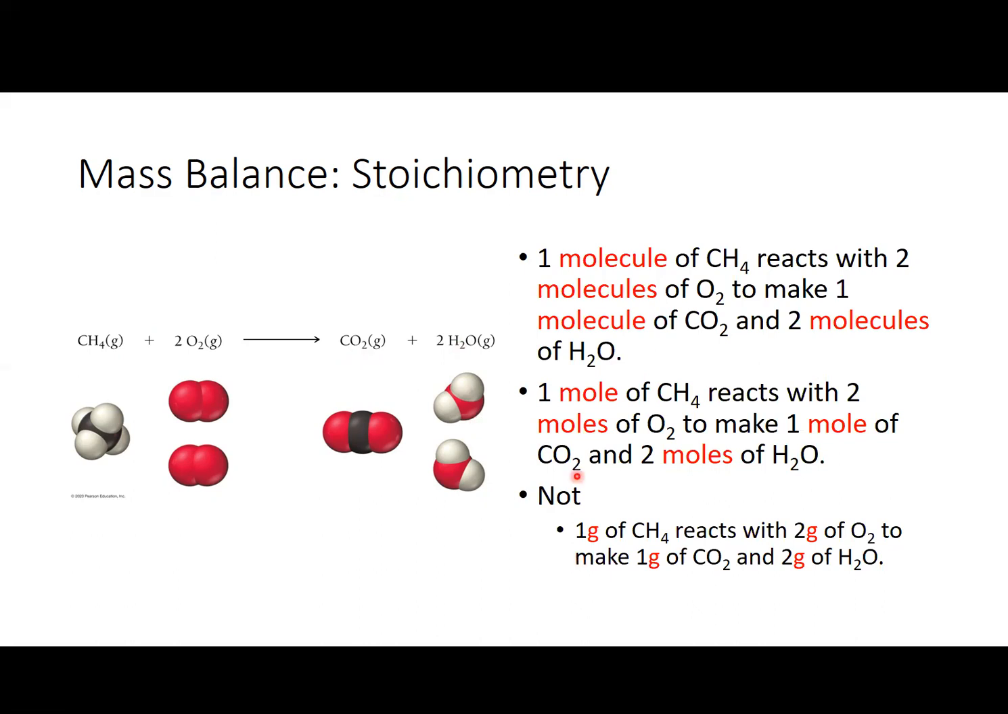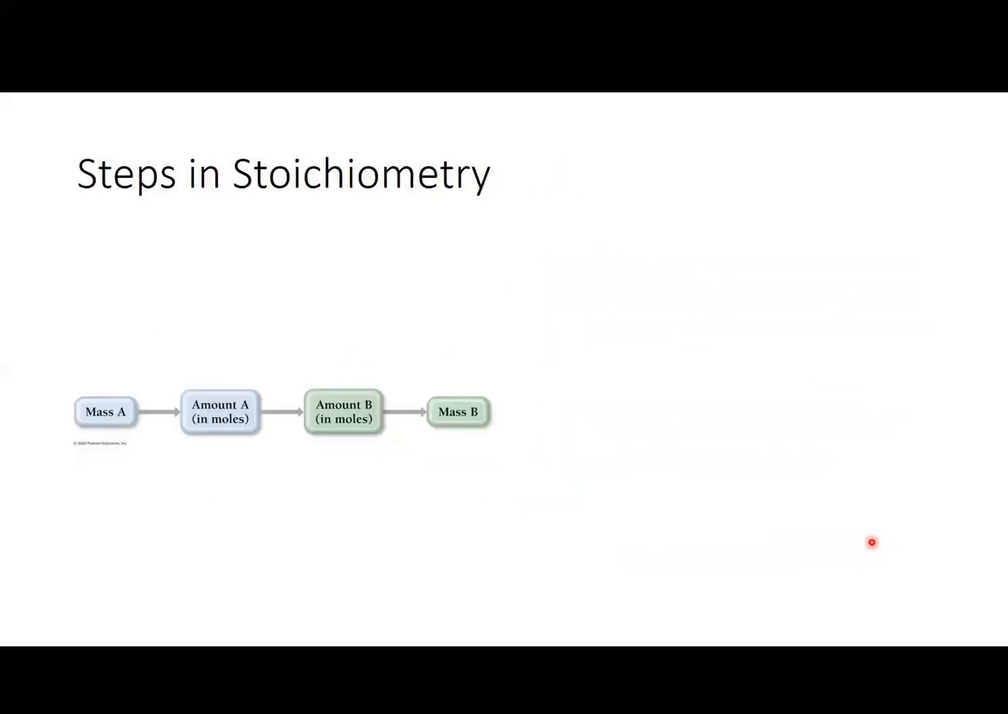And that's because both of these things up here, molecules and moles, are numbers of particles, numbers of molecules. They are not gram masses. And so a gram of CH4 is not the right number of particles to react with 2 grams of oxygen at any level of completion. So a conversion needs to be done.